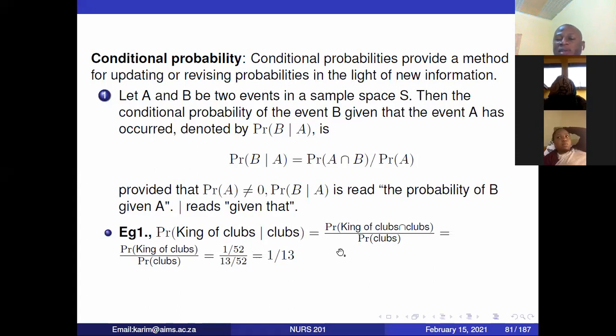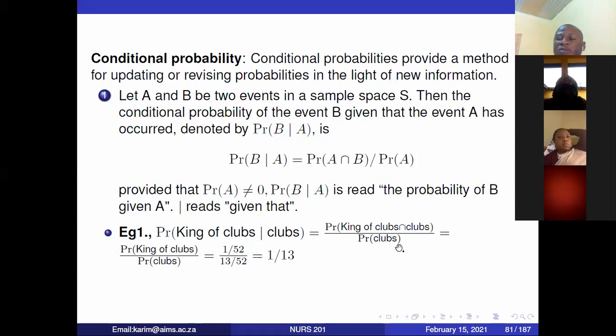This can easily be expressed as the probability of king of clubs intersection clubs, divided by the probability of clubs. Now, king of clubs intersection clubs simply means we are looking for the king of clubs. There is only one king of clubs out of the 52 cards, so the probability of king of clubs is 1 over 52. Divide that by the probability of clubs.